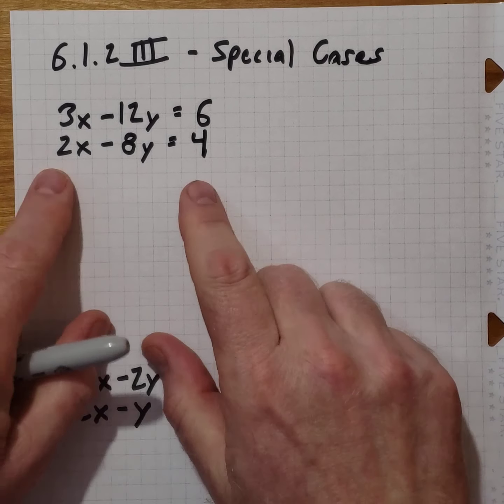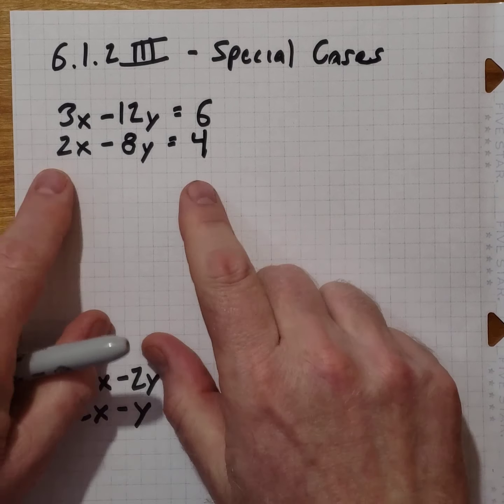So to get that in front of each of them, I would have to multiply the top one by 2 and the bottom one by negative 3. Okay, because I want to have different signs in front of them. So 2 times the top one will give me 6x minus 24y equals 12. And multiplying the bottom one by negative 3 will give me negative 6x, positive 24y, and then negative 3 times 4 is negative 12.